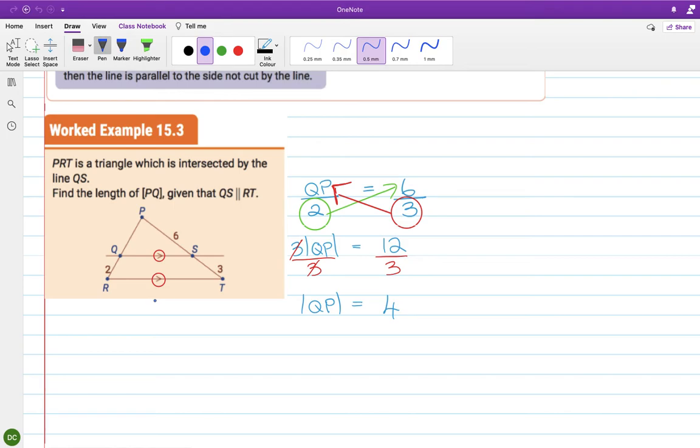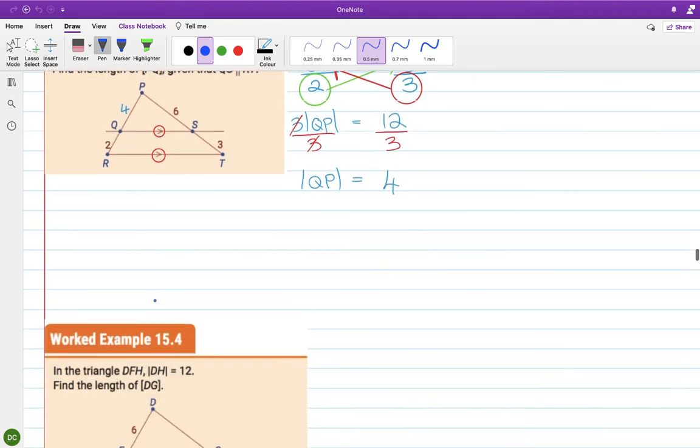And if I put the 4 in, you can see that on the left-hand side, the top part is twice as big as the bottom part. And on the right-hand side, the top part is twice as big as the bottom part. And that means they're in the same ratio. Okay, they're both in the ratio 2:1.